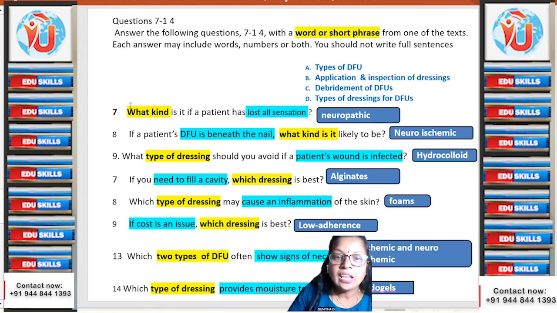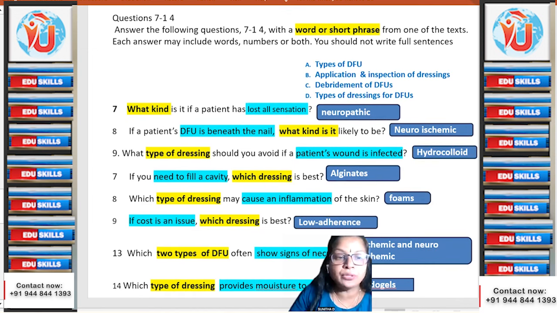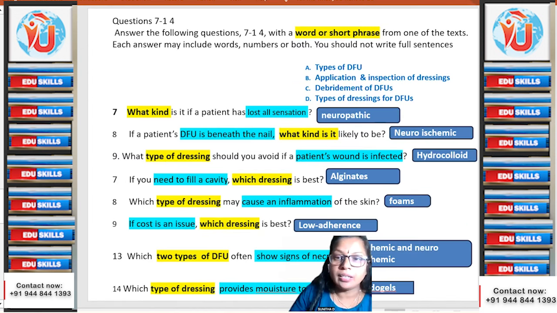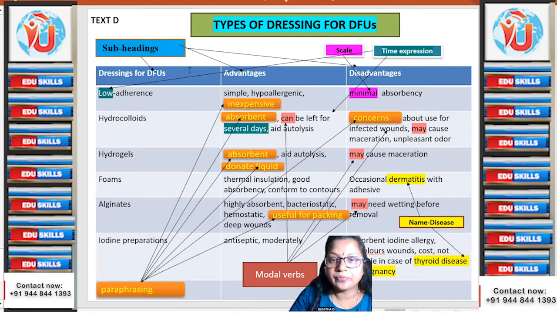Okay. Type of dressings when the patient's wound is infected. Where do we have to go? In text D, ma'am. You can check it in text D. Where is it? Can be left for several days or aid autolysis, may use for infection. Here it's mentioned, right? So the answer is hydrocolloids.